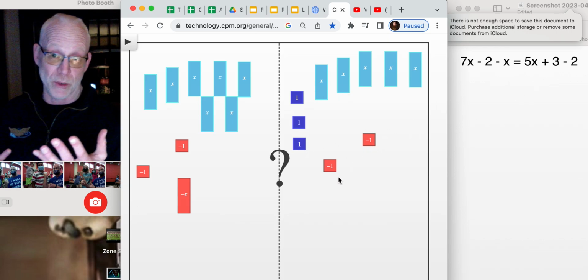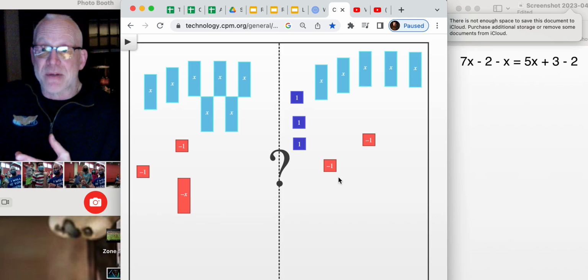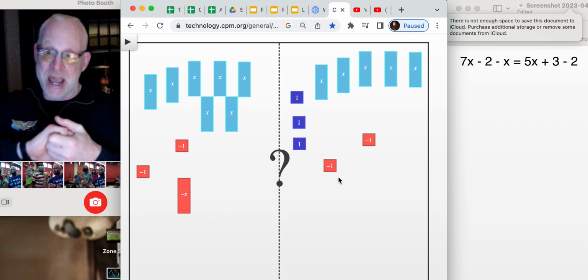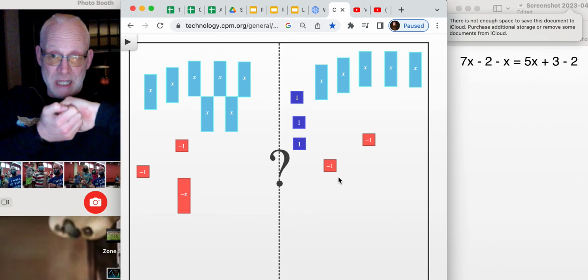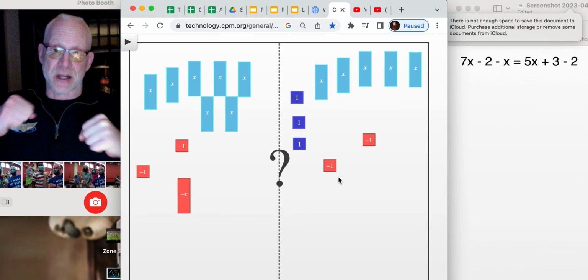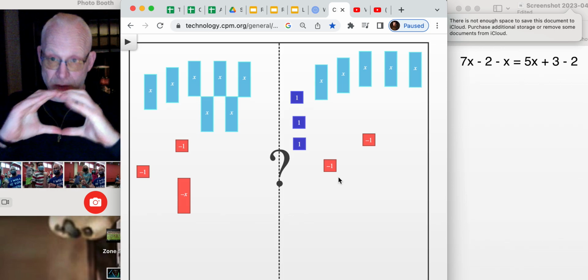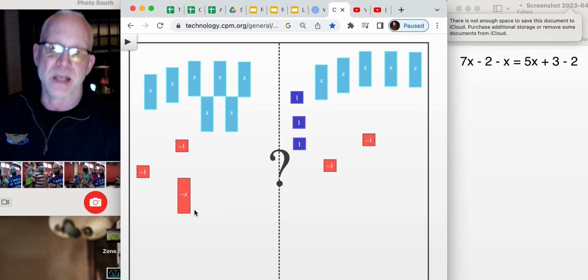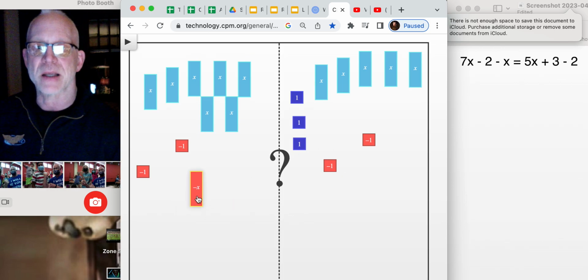So the first rule that we're going to talk about is, do you have any zero balances? Right? When you have the same unit or the same x, that's a positive and a negative, they cancel each other out and they make a 0. Okay. So we see on this side that we have an x and an x. We have a positive and a negative. And that's a 0 balance, so we can take them off the game board.